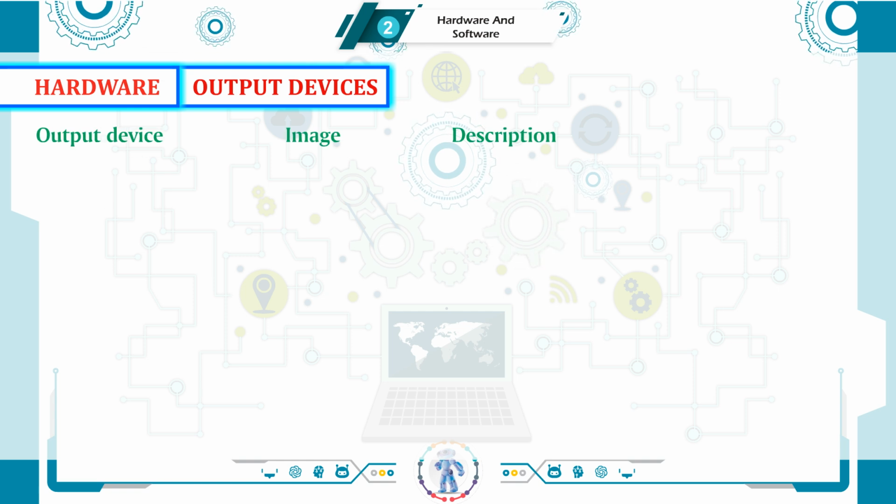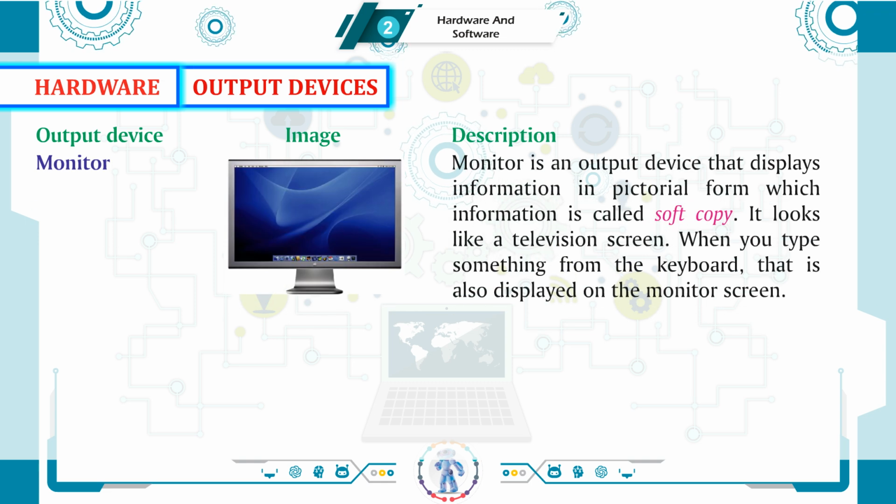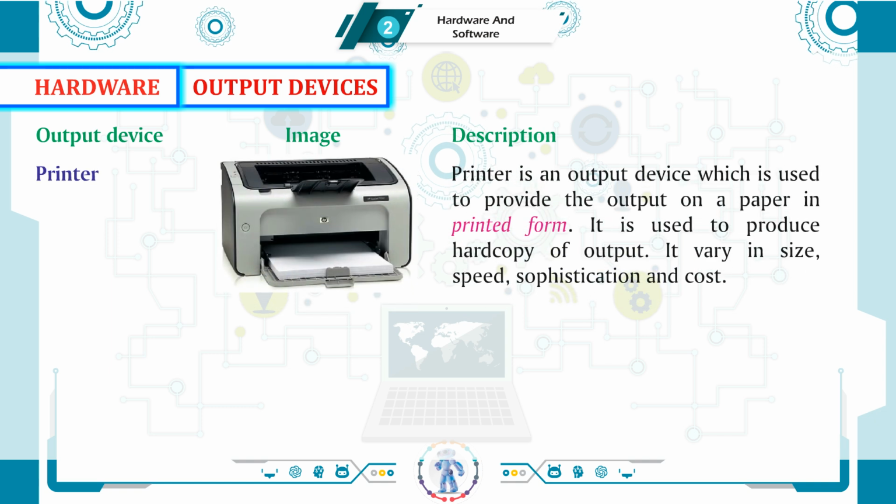Output device. Monitor. Monitor is an output device that displays information in pictorial form, which information is called soft copy. It looks like a television screen. When you type something from the keyboard, that is also displayed on the monitor screen.